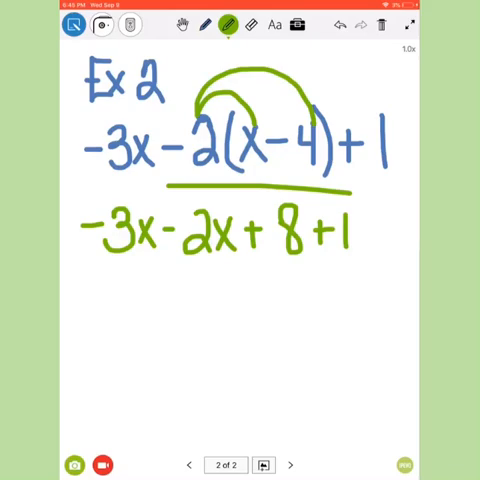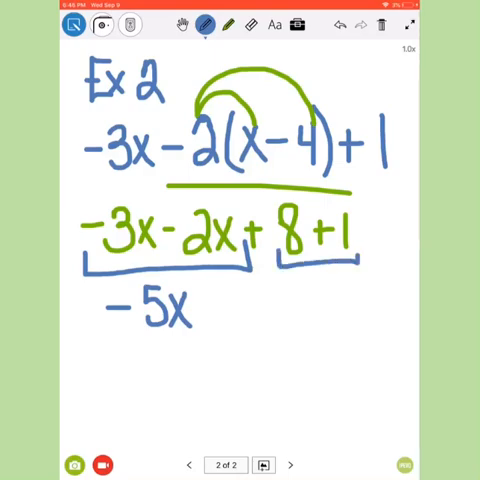Now, it just so happens that our like terms are grouped. Pretty handy, isn't it? So negative 3x and negative 2x would combine to give us negative 5x. And then, of course, 8 plus 1 would combine to give us 9. So that's our final answer. We have combined everything we can. There is nothing more to do there. Okay?